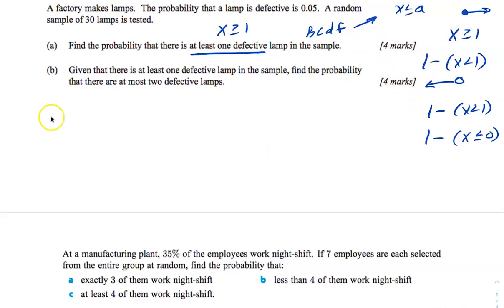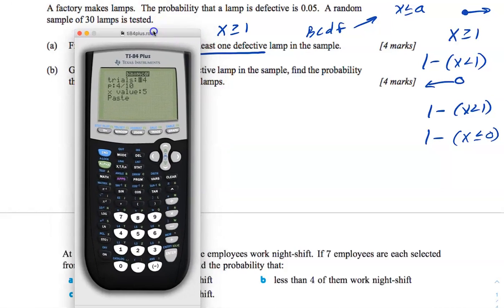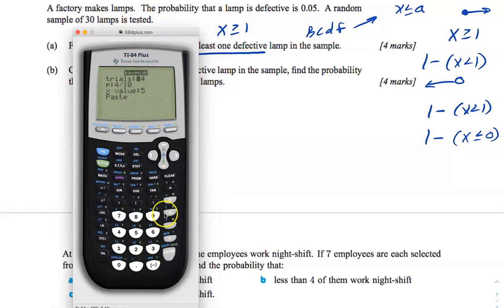Again, sorry for the space. This is from an old IB question. So my calculator, I'm going to plug that in. So I'm going to go second distribution. Go to binomial CDF, because it's less than or equal to. Now my trials in this case, we have 30 lamps. That's my 30 lamps. My probability they gave us 0.05. And watch, you put 0.05. A lot of people mess up when they put just 0.5. And then my x value, it's going to be 0.